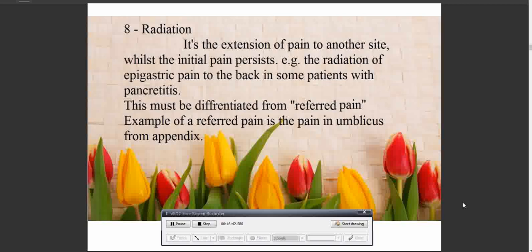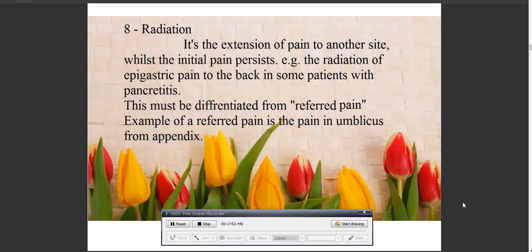Radiation is another case which you can use to analyze the chief complaint. So the extension of pain to another site. Was the initial pain persistent? For example, epigastric pain to the back. So it is how the pain moves from one place to another. That is what we call it radiates. It moves from one place to another.